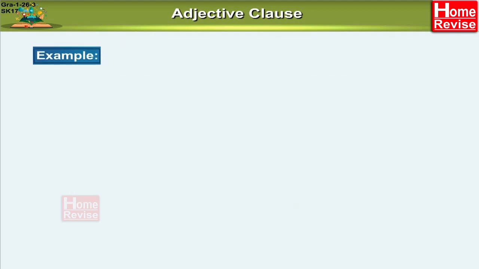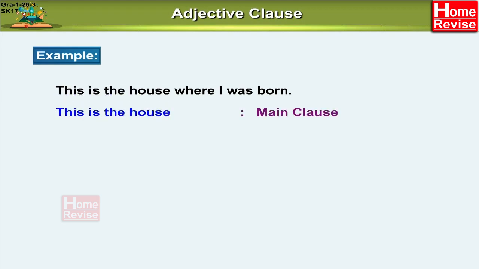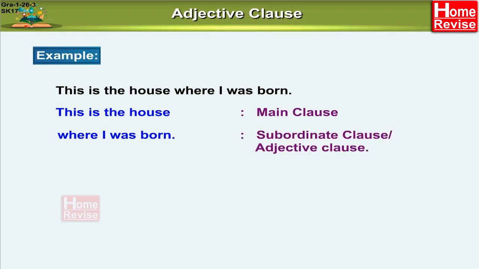Would you like to have one more example? Here we go. This is the house where I was born. Which house? This house where I was born. So the writer is trying to give you extra information about the house. This is the house is the main clause. Where I was born is giving us extra information about that house. Hence, it is a subordinate clause. And since it is speaking about the noun, it becomes an adjective clause. Let's take one more example.